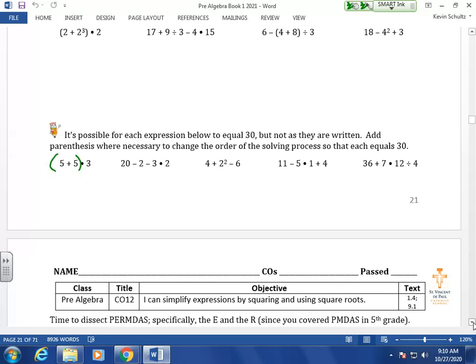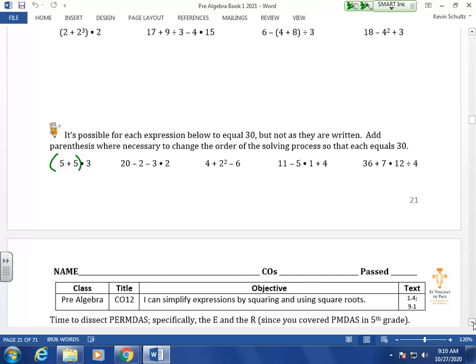We put parentheses around the 5 plus 5 because originally you'd multiply first. 5 times 3 is 15 plus 5 is 20. But by putting parentheses, now we're adding 5 and 5 first to get 10. And 10 times 3 gives us 30. Where did you put them in the next one? Who would like to share? Where did you put your parentheses in the next one?